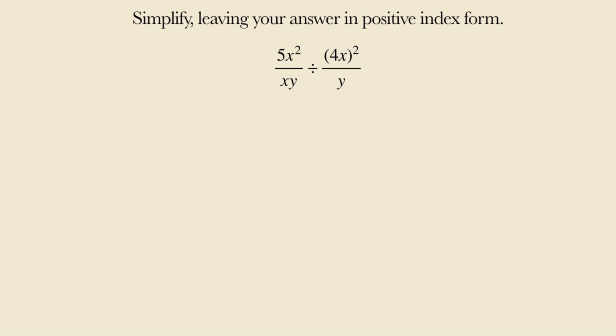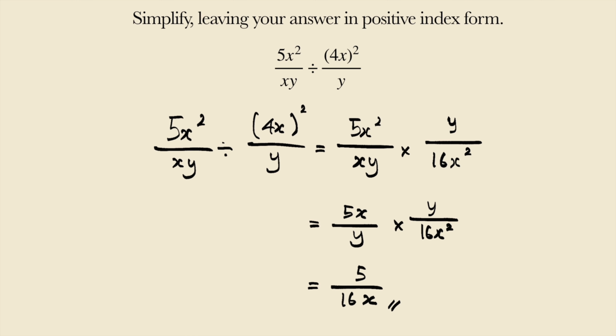So here we've got a whole square and we've got division. So let's do that. What's this going to be? Division, change it to times. Okay, and then we flip. So y goes up, 4x whole square comes down. Well, I kind of skipped a step here. What's 4x whole square? That's 16x squared. That's it. Okay, anything that we can simplify here?